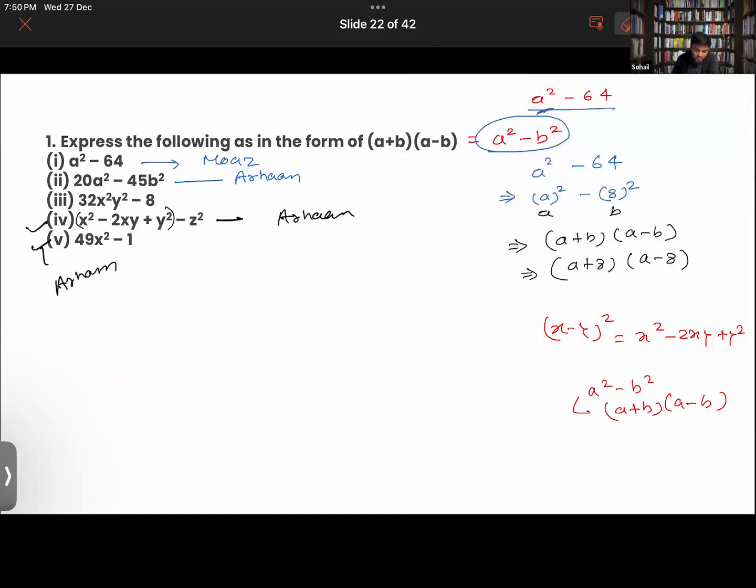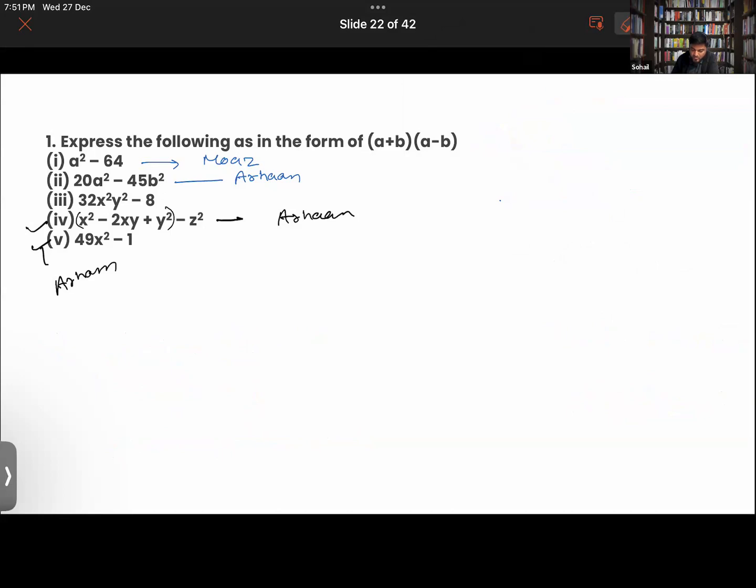Meanwhile, Moaz, you try to solve question number 3. Then we will be moving ahead. What value are you getting? It has been clearly mentioned here that you have to factorize it and write it in this format.